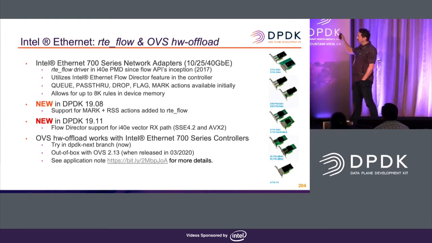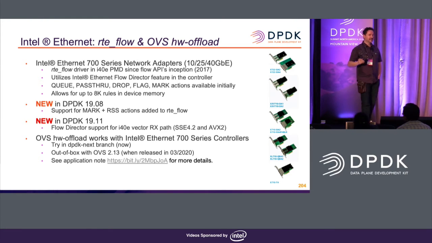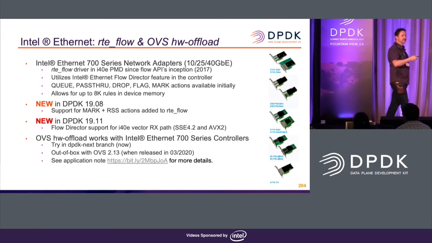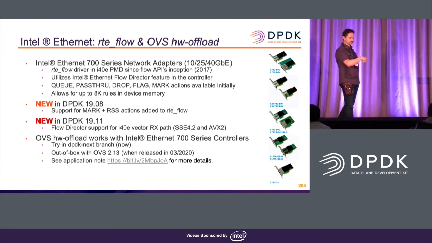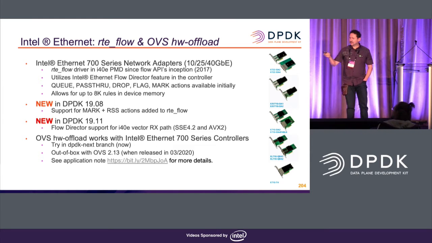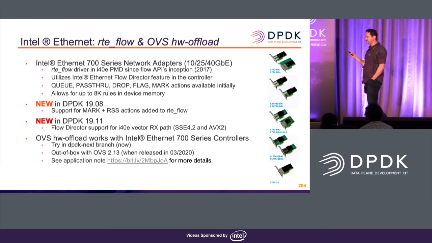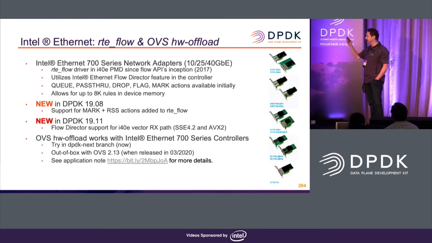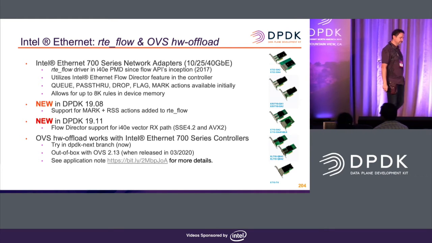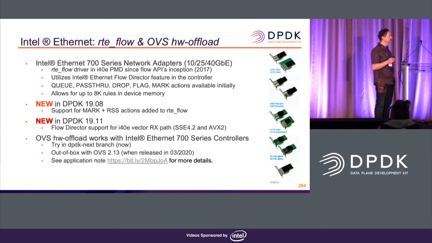So this is the only slide where you will have a lot more vendor-specific information. This area happens to be where we contributed to DPDK last, so bear with me. Intel's 700 series adapters are quite prevalent, so you might probably find it in any recent server. And we have supported the RTE flow feature with that PMD, i40e, in DPDK since the API's inception.